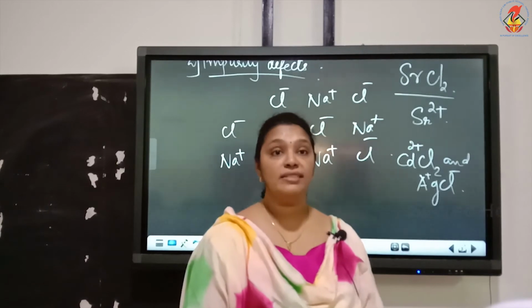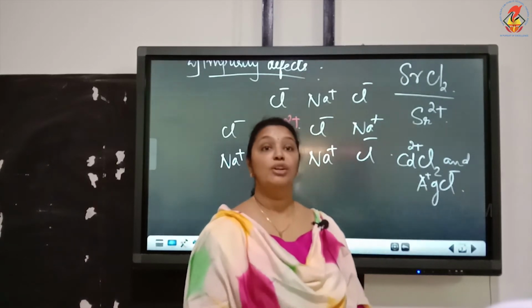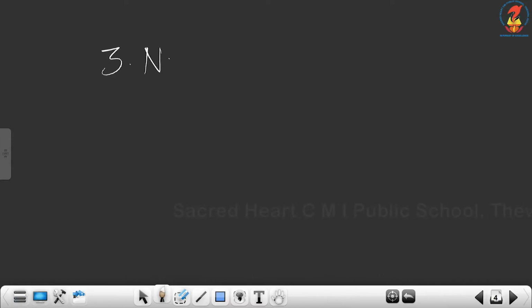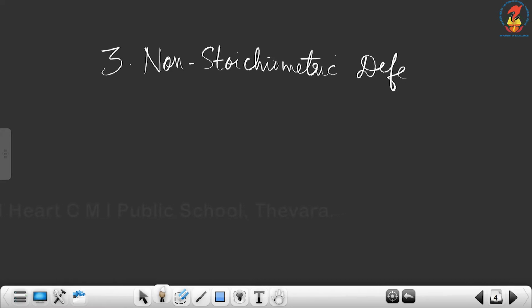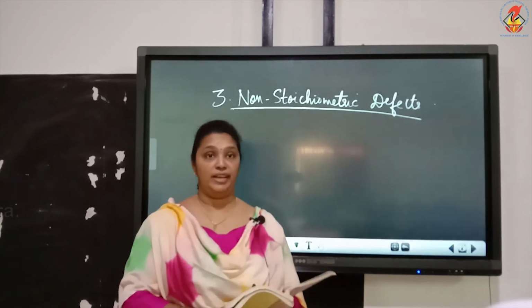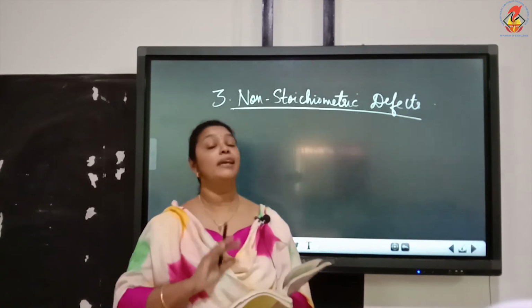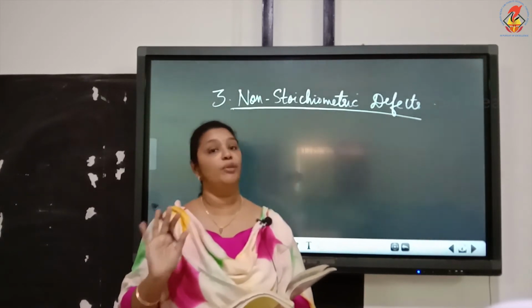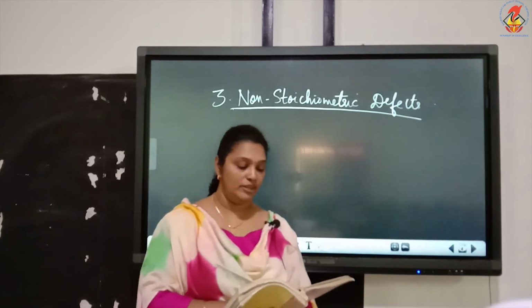Now the last type of point defect is number 3, non-stoichiometric defect. Non-stoichiometric defects means in this type of defects, the stoichiometry of the compound will be affected. Means there will be a change in the ratio of positive and negative ions in the formula of the compound. So that is non-stoichiometric defects.